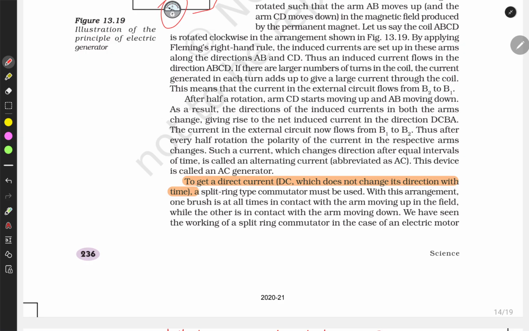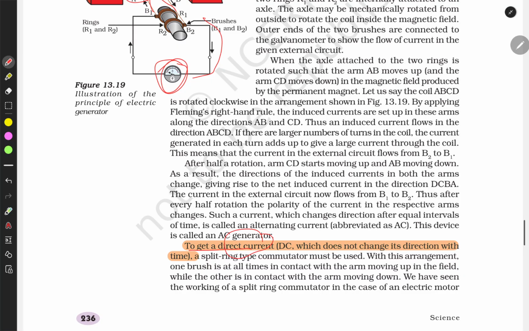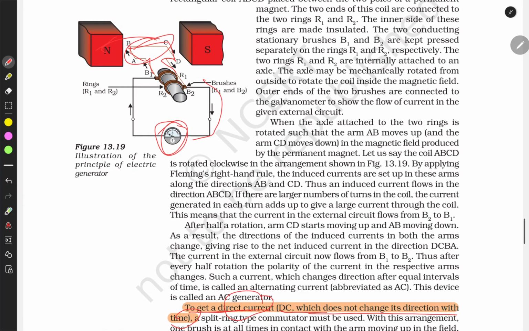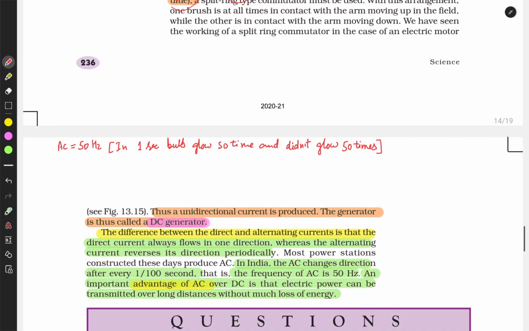To get a direct current, a DC, which does not change its direction in time, this generator produces direct current. A unidirectional current is produced. The generator is called a DC generator. So these are called DC generators because they produce DC.